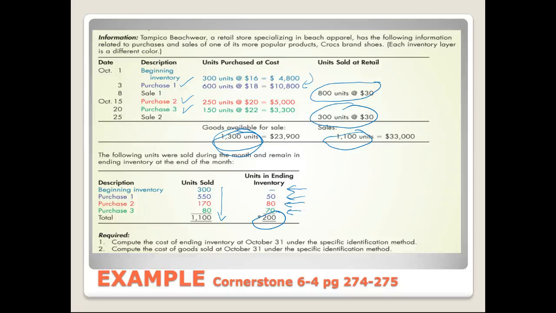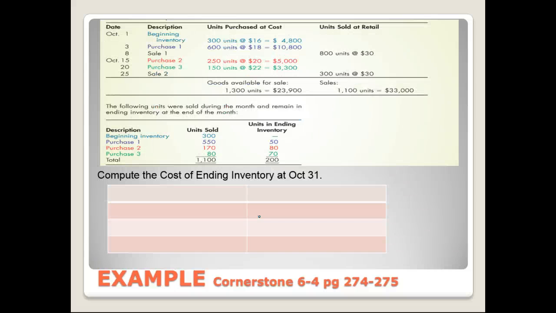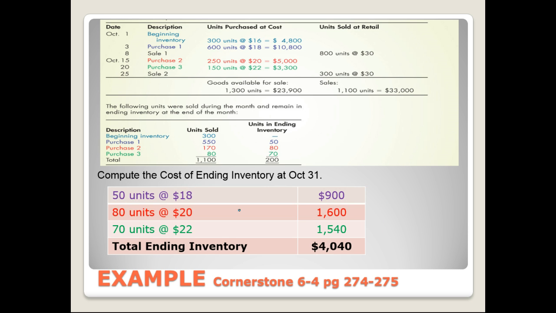So, could you compute the cost of ending inventory as of October 31st? Well, you know that there were 0 units left that cost $16 a piece. So that's $0, right? There were 50 units left that had cost them $18 a piece, right? So we could figure that. 50 at $18. We know they had 80 in the red, 80 units that had cost them $20 a piece. And in the green, we know they had 70 units that had cost them $22 a piece. So let's look at how that all pans out.